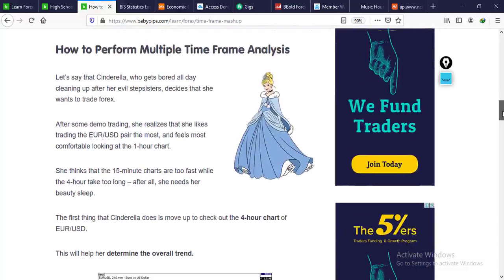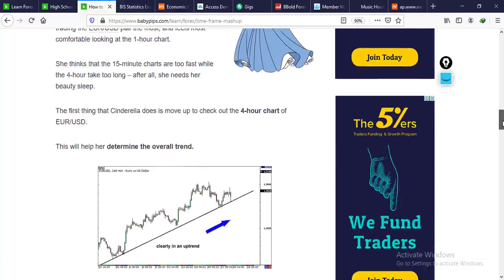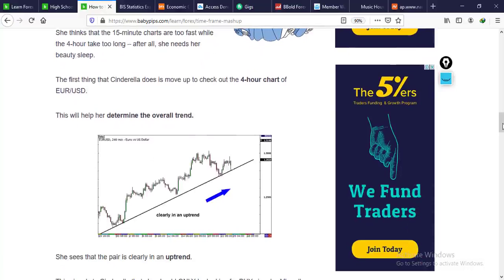Let's take for example Cinderella. Cinderella has been on a babysitting job for a very long time. She just wants to trade forex on the sidelines to make an extra buck. During her demo trading, Cinderella has come to like the Euro USD pair, and she has been looking at the 1 hour chart because she's comfortable. She thinks that the 15-minute chart is too fast and the 4 hour chart is too long for her. So she just needs something that is okay for her. So what does Cinderella do?